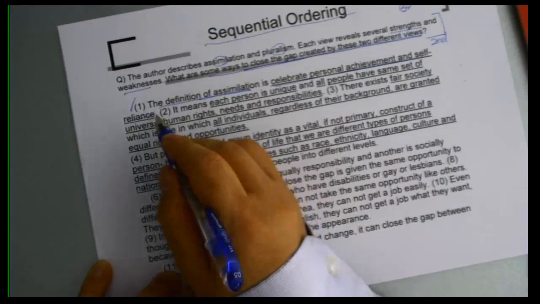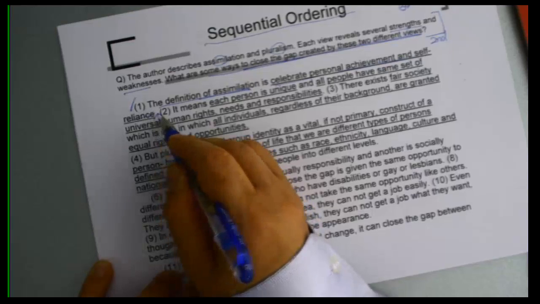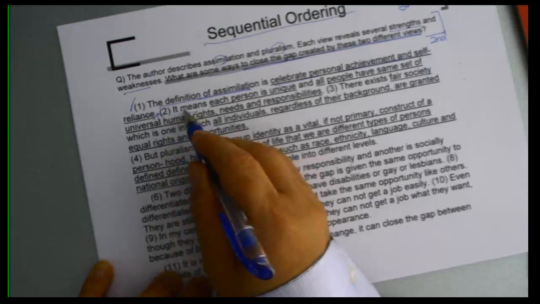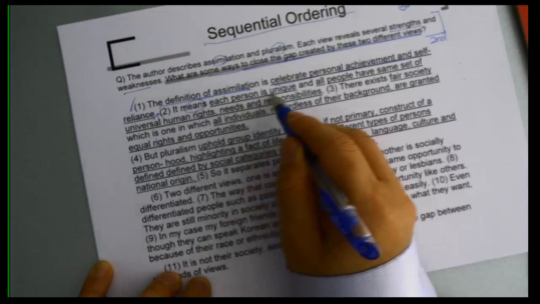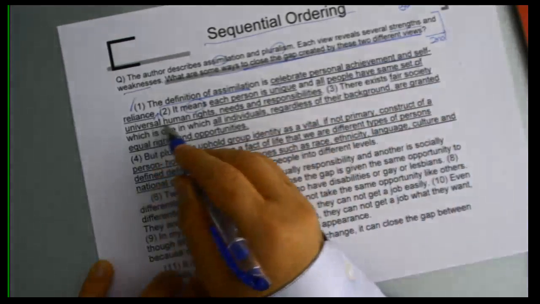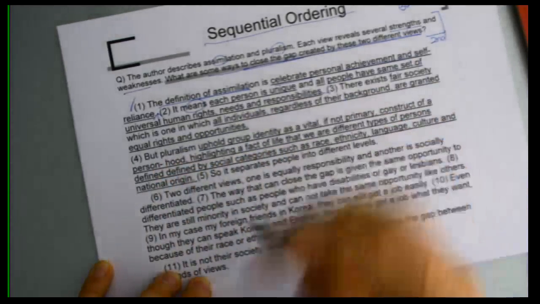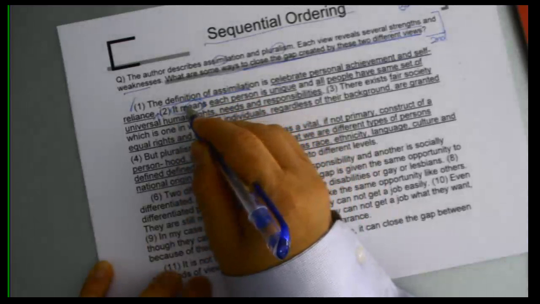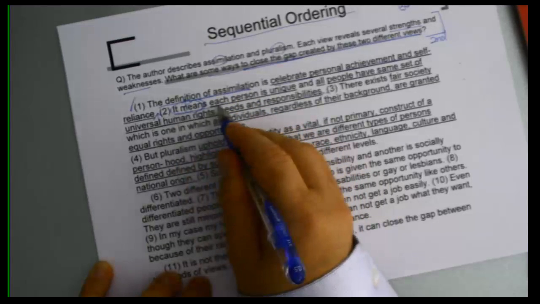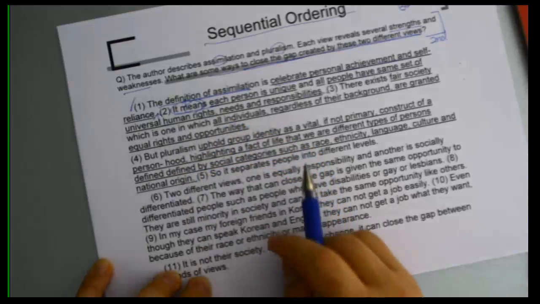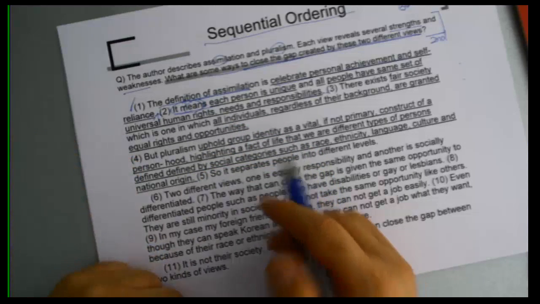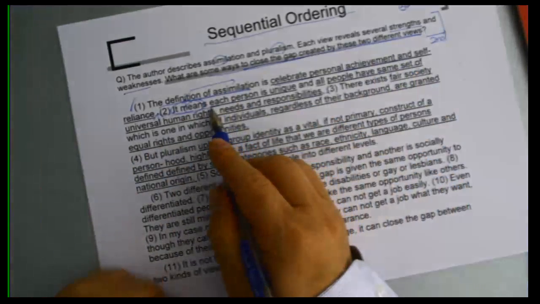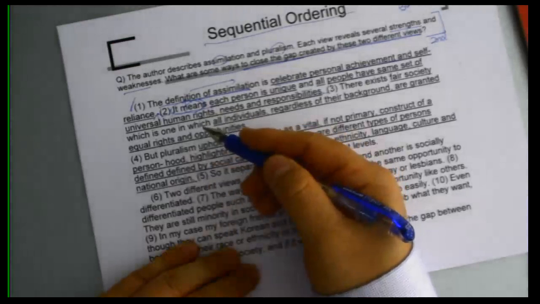Now, once you produce a definition, what is he going to do? Well, if you look at the second sentence, he says, it means each person is unique and all people have the same set of universal human rights and needs and responsibilities. It looks like he is trying to explain the definition in the second sentence. In other words, in the first sentence, he provides a definition. In the second sentence, he explains that definition. And that's his choice.